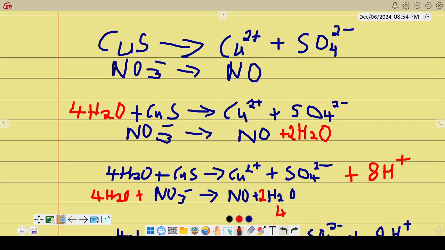Is it 4 water molecules or 4 hydroxides? What's wrong with me today? So these are 4 hydrogen ions. Remember we balance hydrogen using hydrogen ions. Under here we had put 8 hydrogen ions. Okay, so I hope you've made that correction and we can proceed.